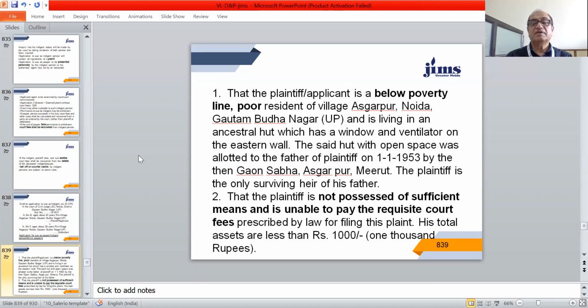Para 2: that the plaintiff is not possessed of sufficient means and is unable to pay the requisite court fees prescribed by law for filing this plaint. His total assets are less than rupees 1,000. This is the requirement which has to be proved, that the total assets of the plaintiff applicant are less than 1,000 rupees.